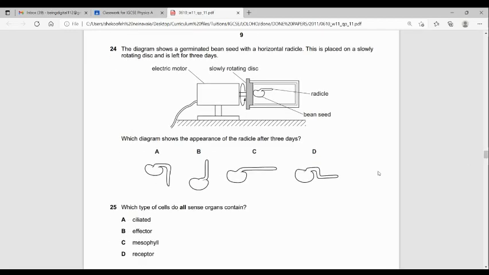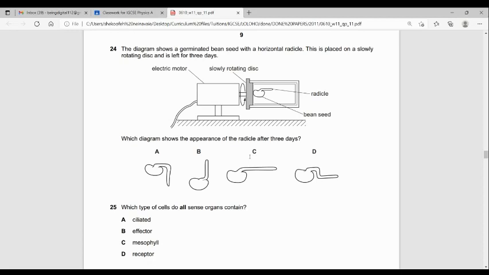Question number 24: the diagram shows a germinating bean seed with a horizontal radicle. This is placed on a slowly rotating disk and is left for 3 days. So it is placed horizontally, and this is the radicle, and this is the bean seed. Which diagram shows the appearance of the radicle after 3 days?